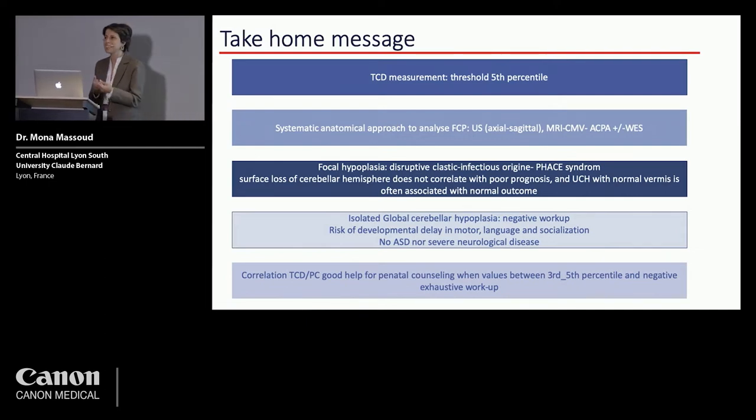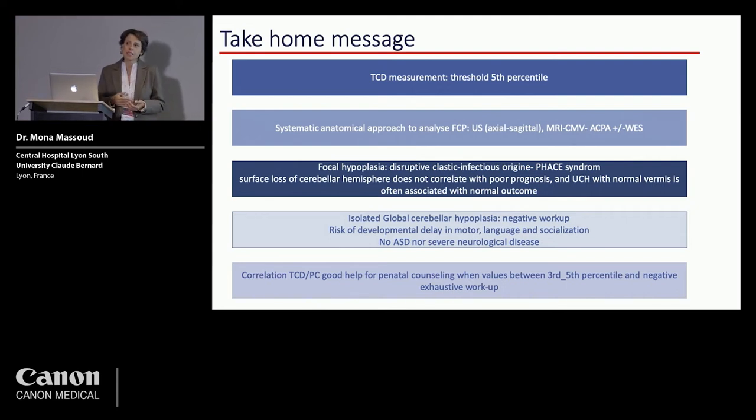Okay, so what we can say is that we're not sure that a small cerebellum during the prenatal period corresponds to the same entity of cerebellar hypoplasia described in the postnatal period. First of all, you have to measure the cerebellum. Second, when it's below the fifth percentile, you have to do a systematic analysis of the whole morphology. You have to propose the ACPA, and even sequencing of the exome, and isolated global cerebellar hypoplasia with negative workup might be associated with a normal development, and is not always associated with a severe delay.